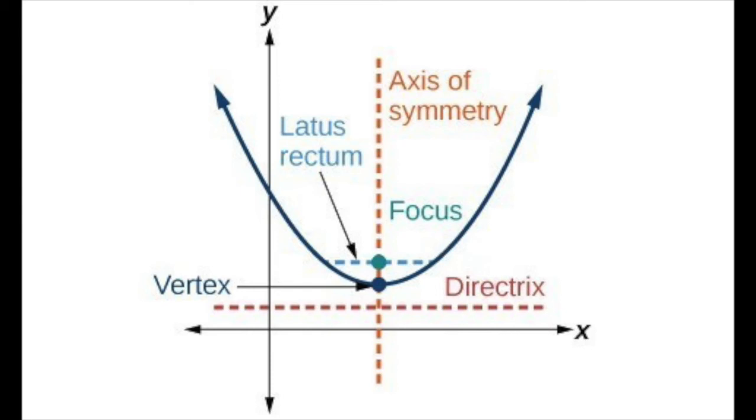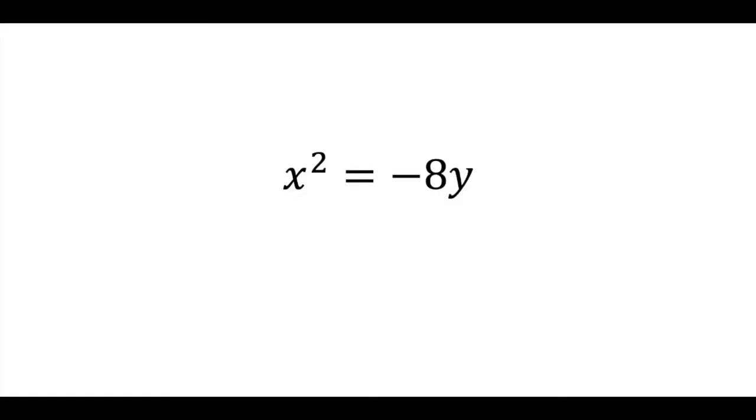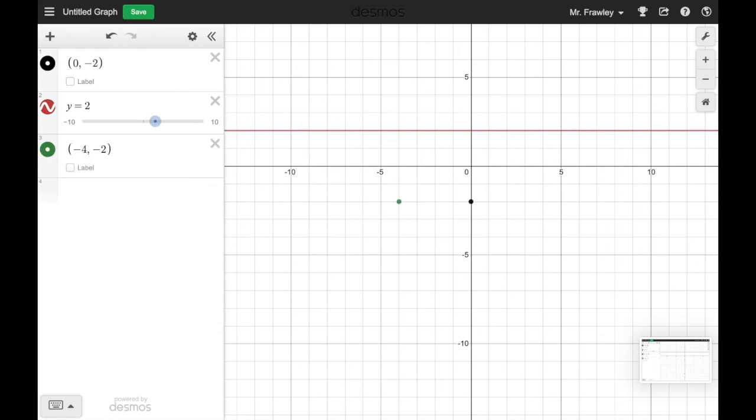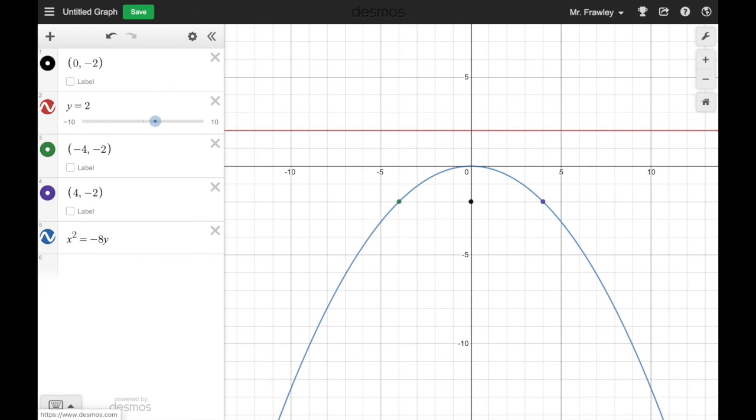So let's graph a basic parabola. X squared equals negative 8 times y. X squared indicates that the parabola opens either up or down. Negative 8 is 4p, so p is negative 2, both providing the measurements for the focus and the latus rectum, and indicating that the parabola opens downward. The vertex is at the origin, the focus is at (0, negative 2), the directrix is at y equals 2. We draw the latus rectum endpoints at (negative 4, negative 2) and (4, negative 2), and connect everything with a smooth curve.